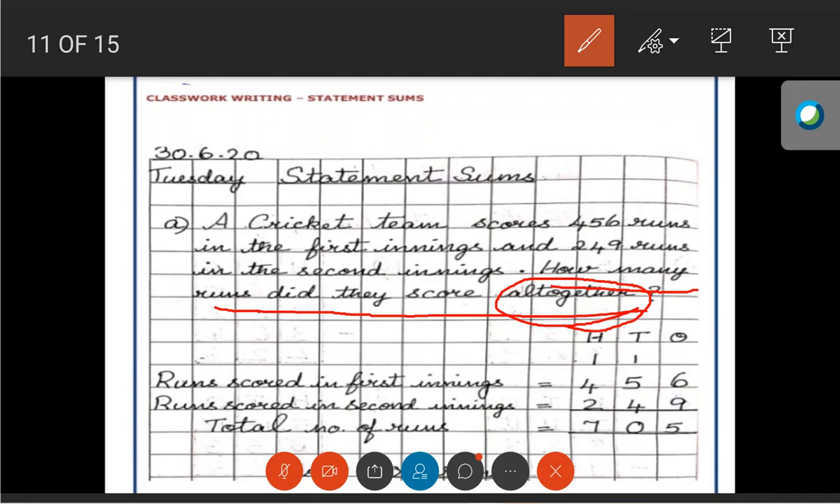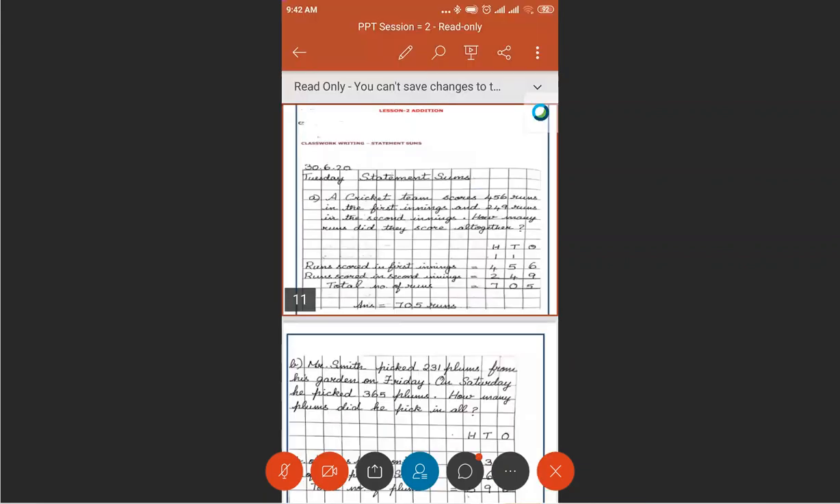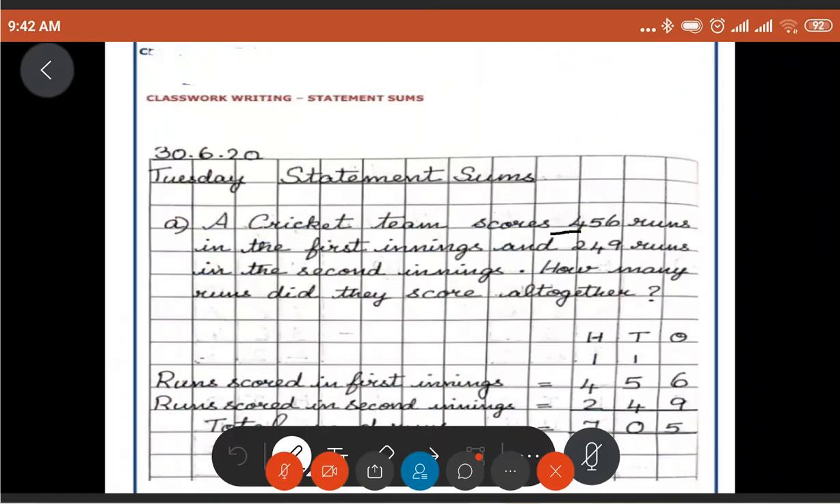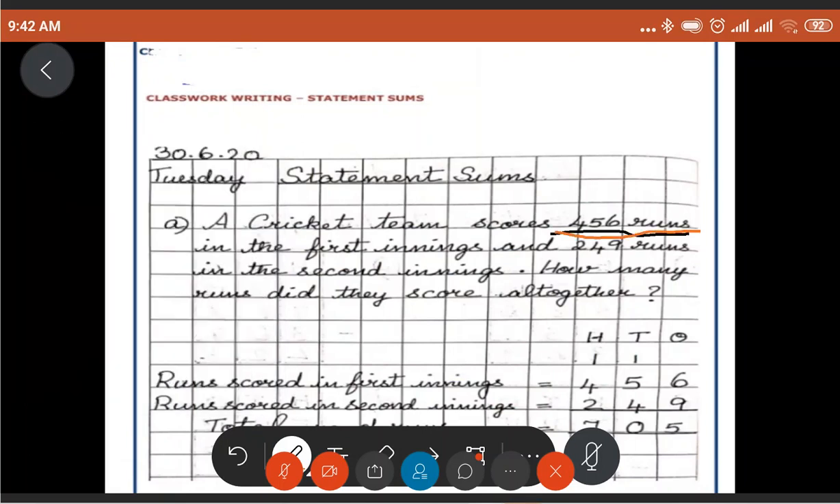What numbers are we going to add? What are the important things here? 456 runs and 249 runs.